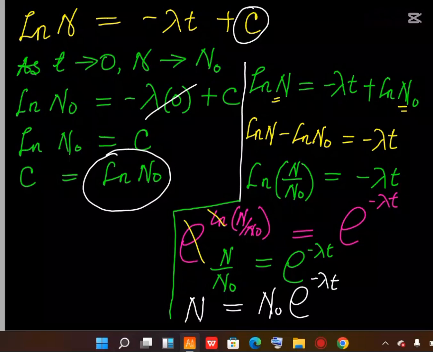In the next episode, I'll be showing us how we can derive the formula for the half-life of a radioactive element using this decay equation as our base.